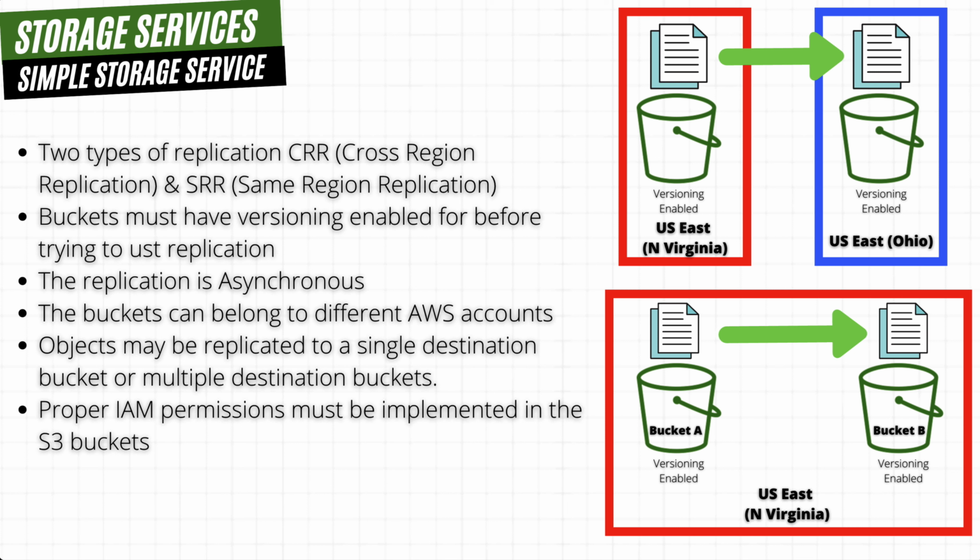Now, the buckets can belong to two different AWS accounts. For example, you can have your data in a development account, and once it's ready, it can get replicated to your production account. Now, to help automate some of the replication, we can use replication rules so that the objects get automatically replicated to the destination bucket.